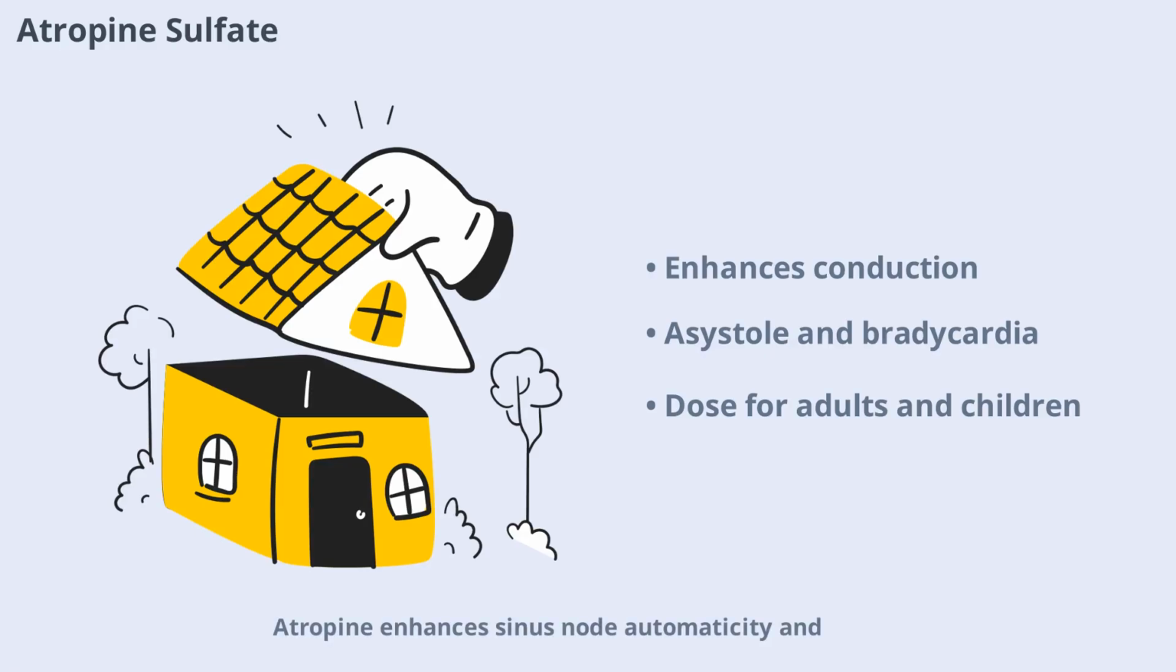Atropine enhances sinus node automaticity and atrioventricular conduction by its vagolytic effect. It is indicated in asystole and when bradycardia coexists with hypotension. The adult dose is 0.5 milligrams IV every 3 to 5 minutes, up to a total of 0.4 milligrams per kg. For children, the dose is 0.2 milligrams per kg, with a minimum of 0.1 milligrams per kg. Atropine is a valuable drug in specific cardiac arrest scenarios.